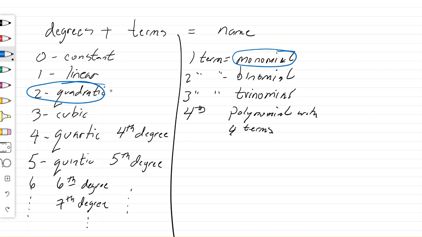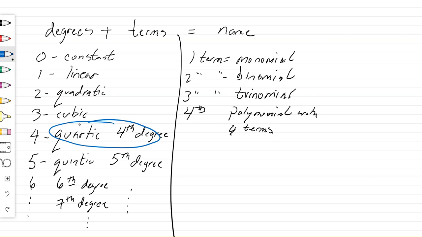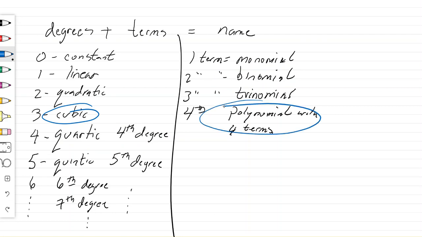Get it? So let's say, for instance, we have something that comes out to be a quartic or 4th degree, and it has 2 terms. Then we would call it a quartic binomial or a 4th degree binomial. I'm hoping you're seeing how this is working. Let's say, for instance, we have something that comes out to be cubic, but it has 4 terms. We would call that a cubic polynomial with 4 terms.